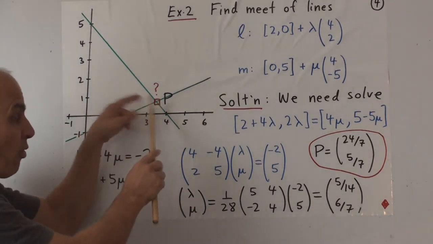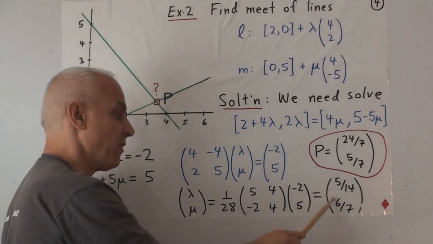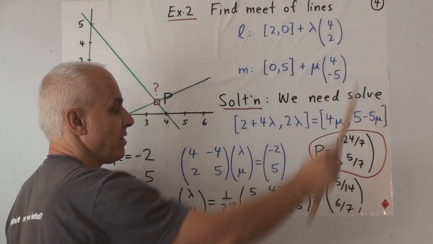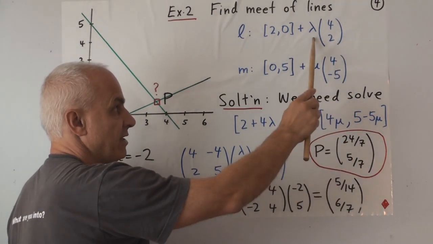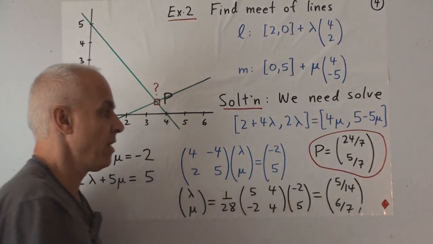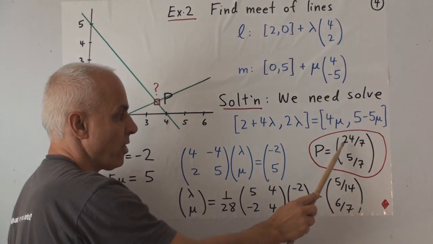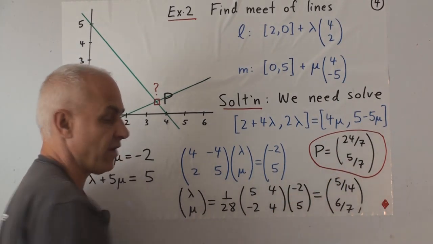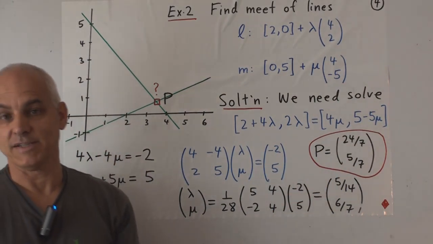And to find the actual point of intersection, we use either of these two values, plug back into here, either 5/14 into there as lambda, or 6/7 into there as mu, and in either case we get the same point, 24 over 7, 5, 7, that we did in the previous example.